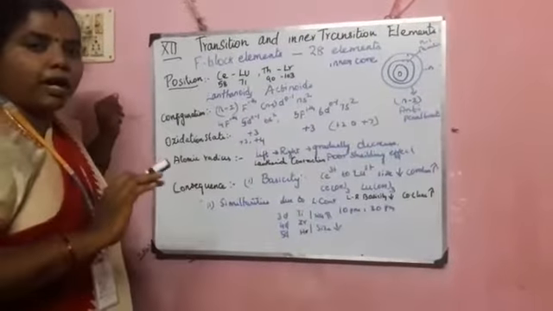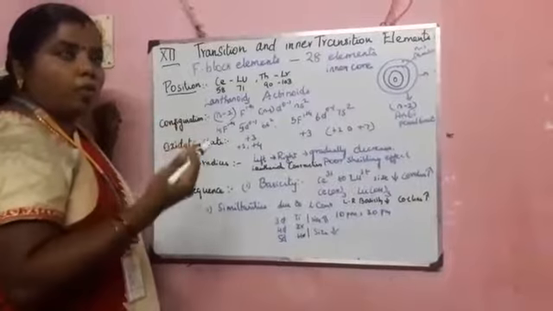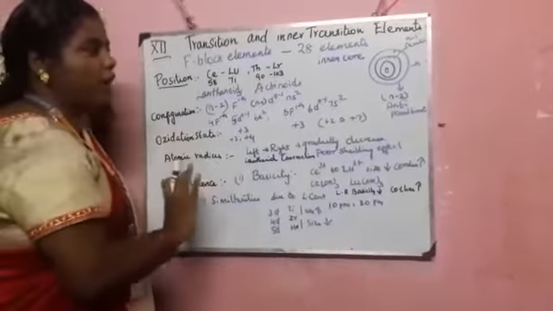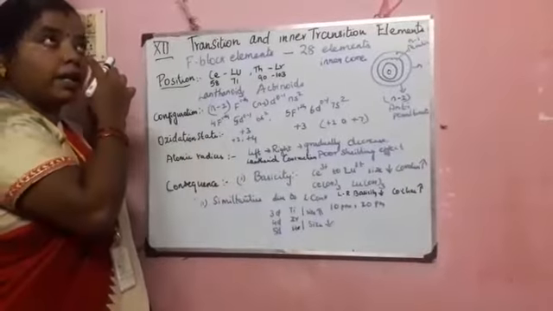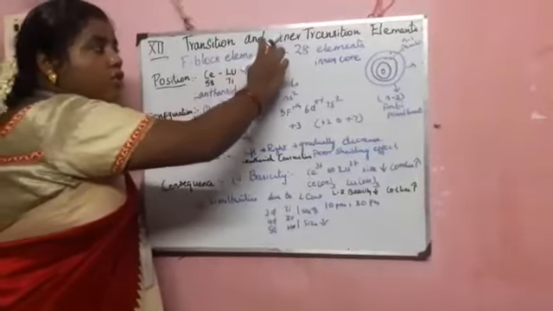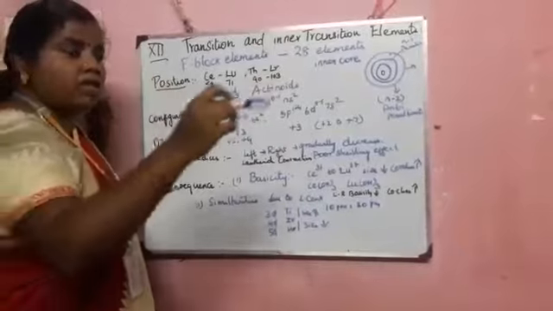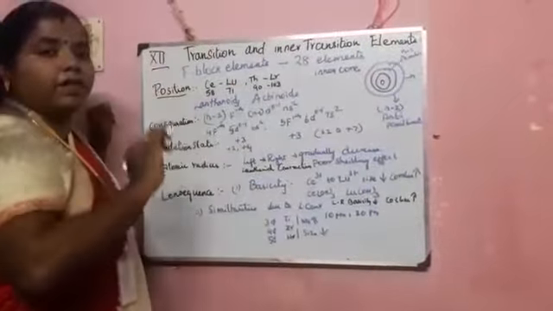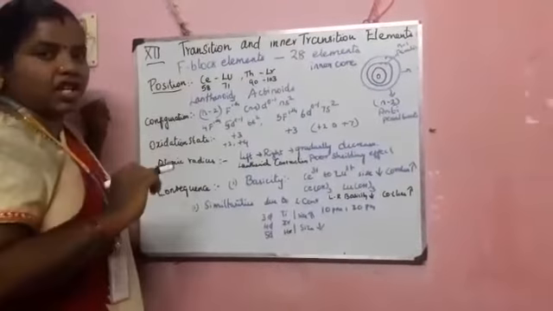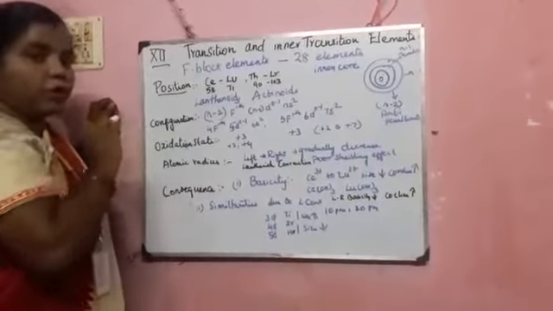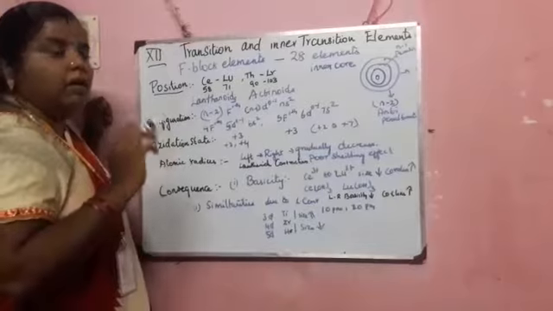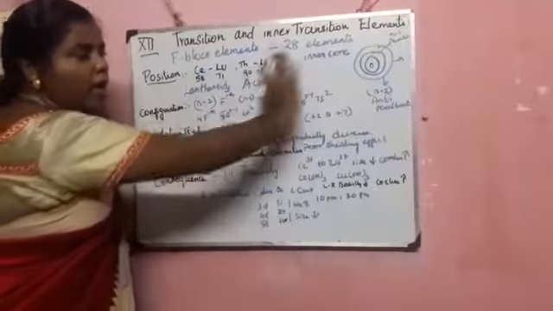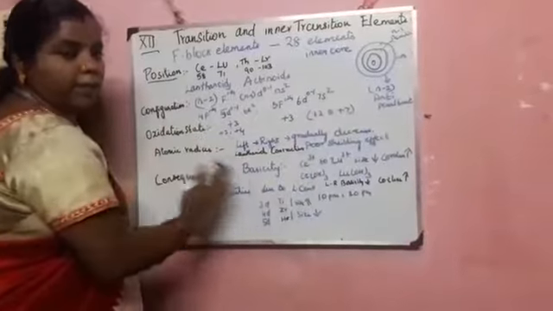So 28 elements are present in the F block. Why are they called inner transition elements? Because they are present in the inner core of the atom. Let us see their position in the periodic table: it is present below the periods, below the D block.